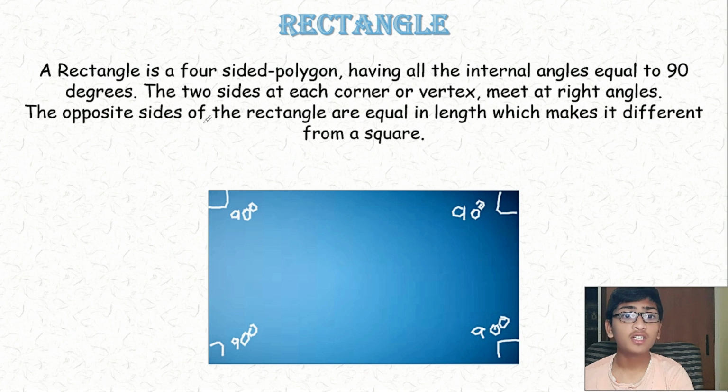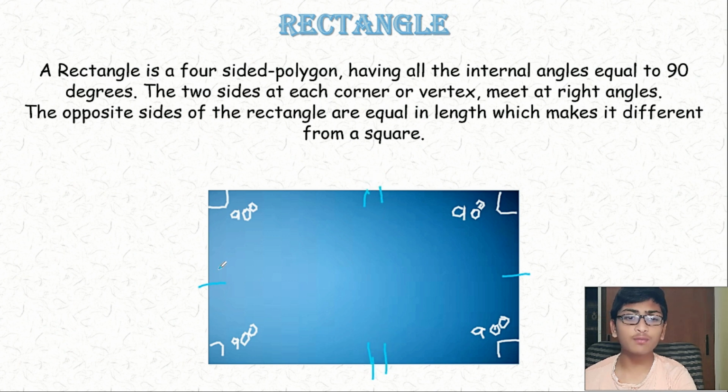Next, two sides at each corner or vertex meet at a right angle. Here this means two sides meet at a corner, which makes 90 degrees, and the opposite sides of a rectangle are equal in length. These two are equal and these two are equal in length in the rectangle.